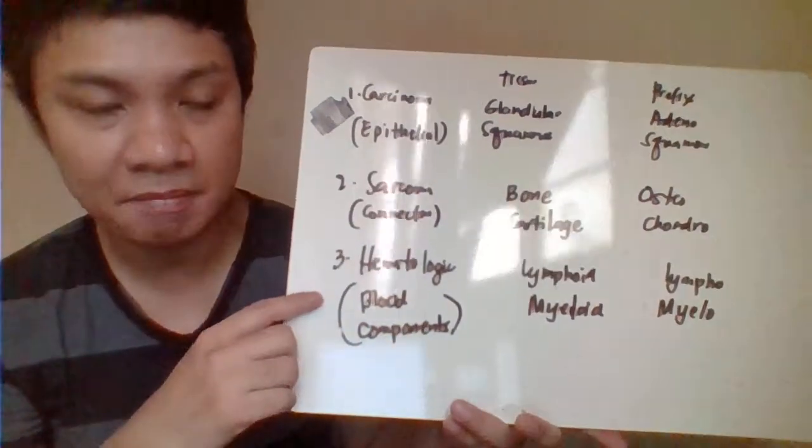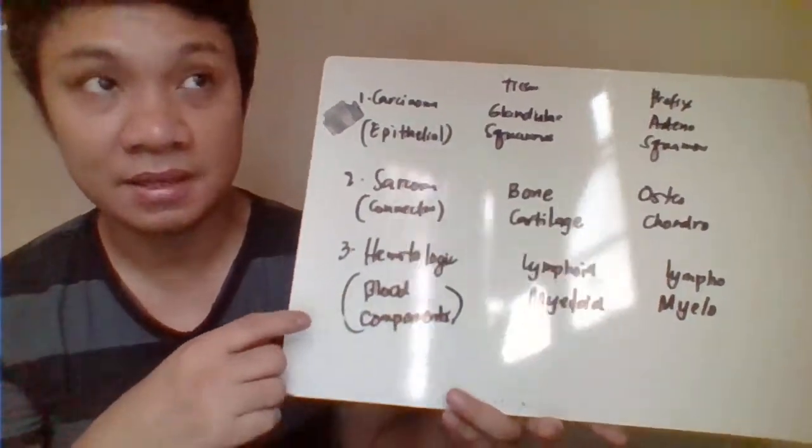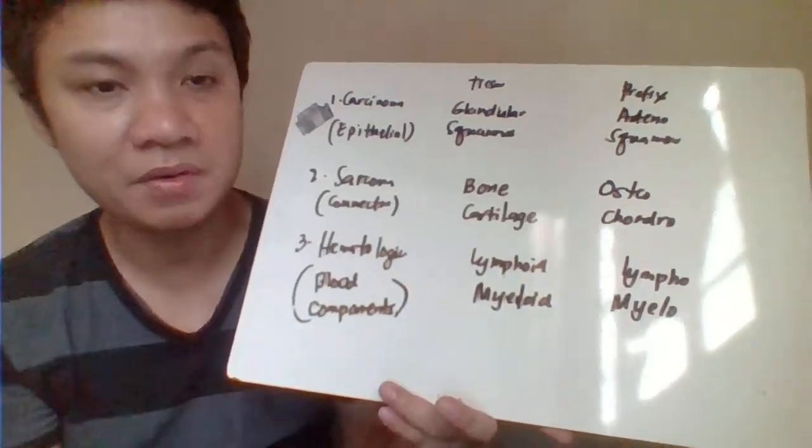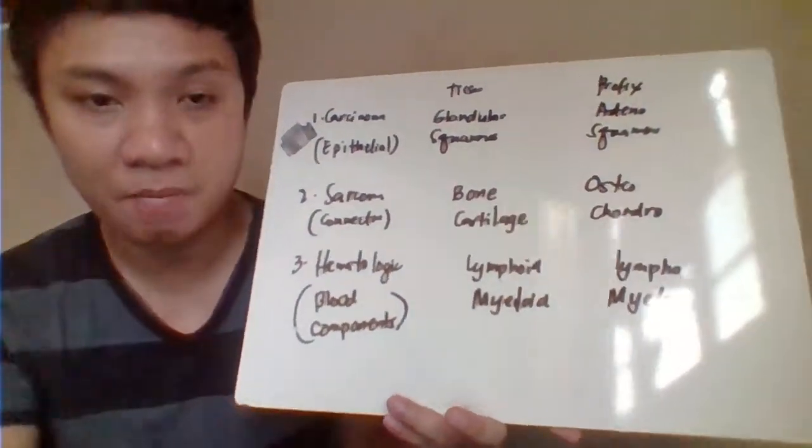For hematologic, mga try to originate in our blood cells. So it involves here your lymphoid, so that's your lymphoma. It involves your myeloid cells here, so there's myeloma.